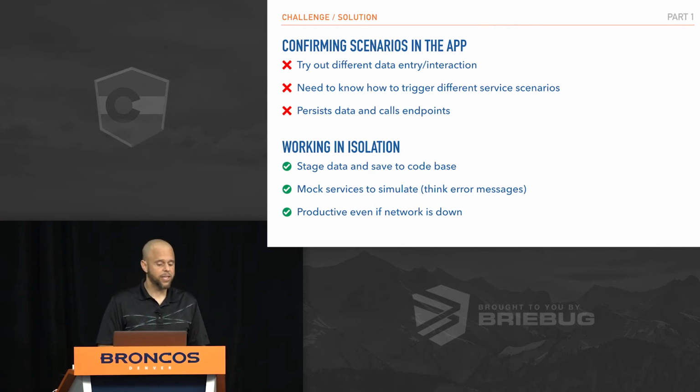When we work in isolation, we get to stage all the data. And we stage it in that story TS file, so we're actually saving that file to our code base. So we get to save that data that we staged in a safe spot. We get to mock services out to simulate behavior. So if we have a login component that we're implementing and we want to confirm that the error messages show correctly, in this isolation, we can simply mock that service to return back the error, and then we can run it in Storybook and see that it performs in the way that we expected.